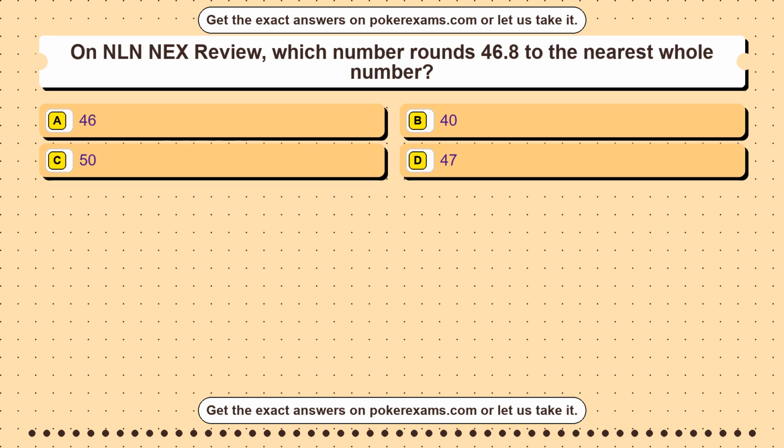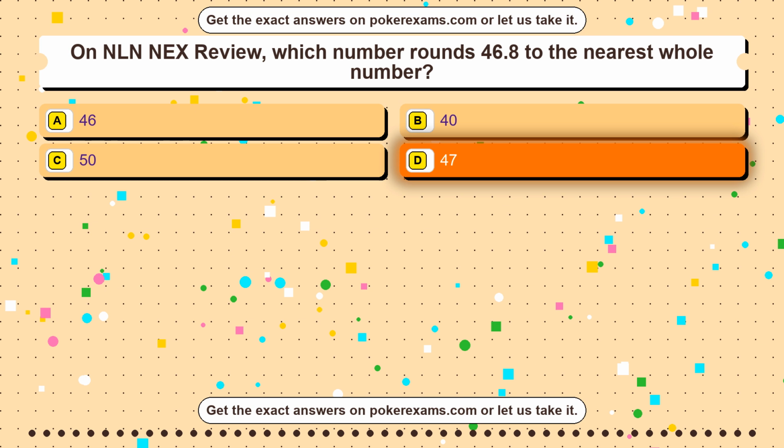Question 34. On GED reading practice test, which sentence uses correct subject-verb agreement? Option A. The student are ready. Option B. The students are ready. Option C. The student be ready. Option D. The students is ready. The correct answer is option B.